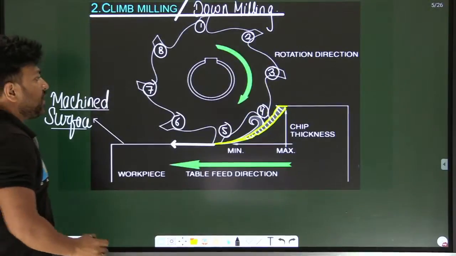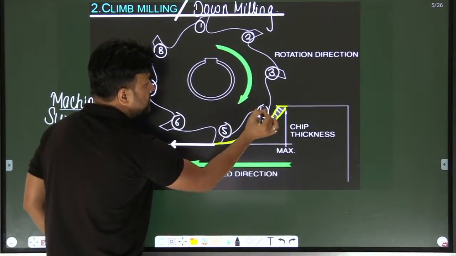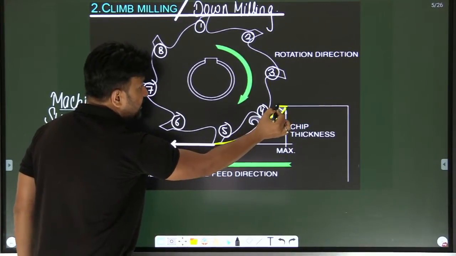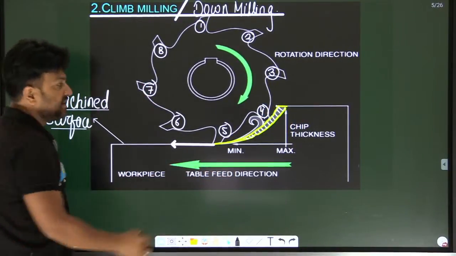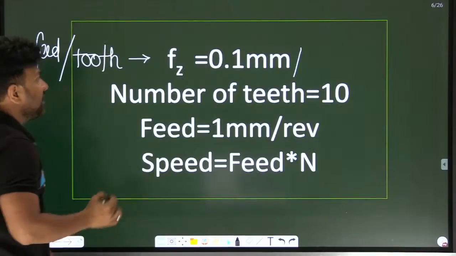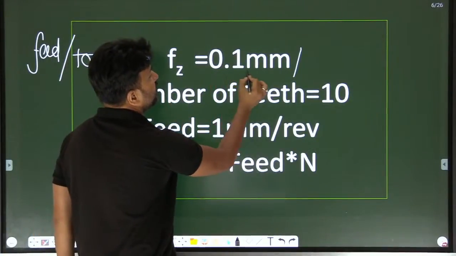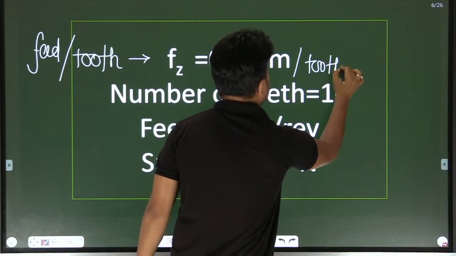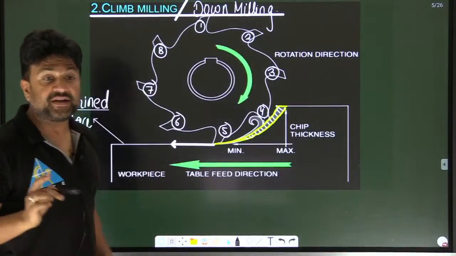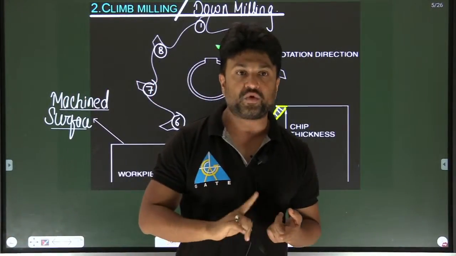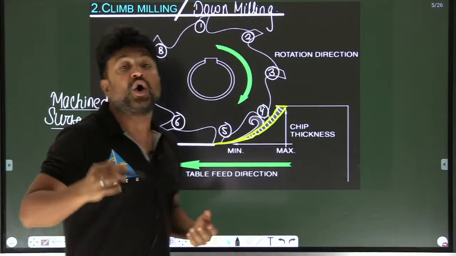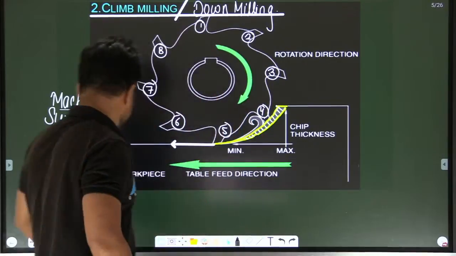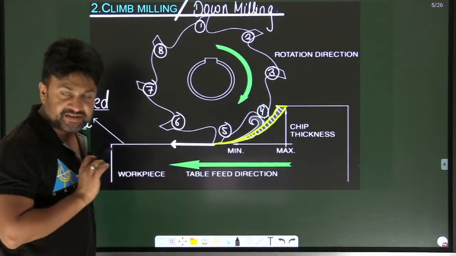Now, when tooth number 4 comes in contact with the workpiece, the tooth will remove that much material. Let's say the tooth will remove 0.1 mm per revolution per tooth. Whether you talk about up milling, climb milling or conventional milling, the feed per tooth concept is similar.